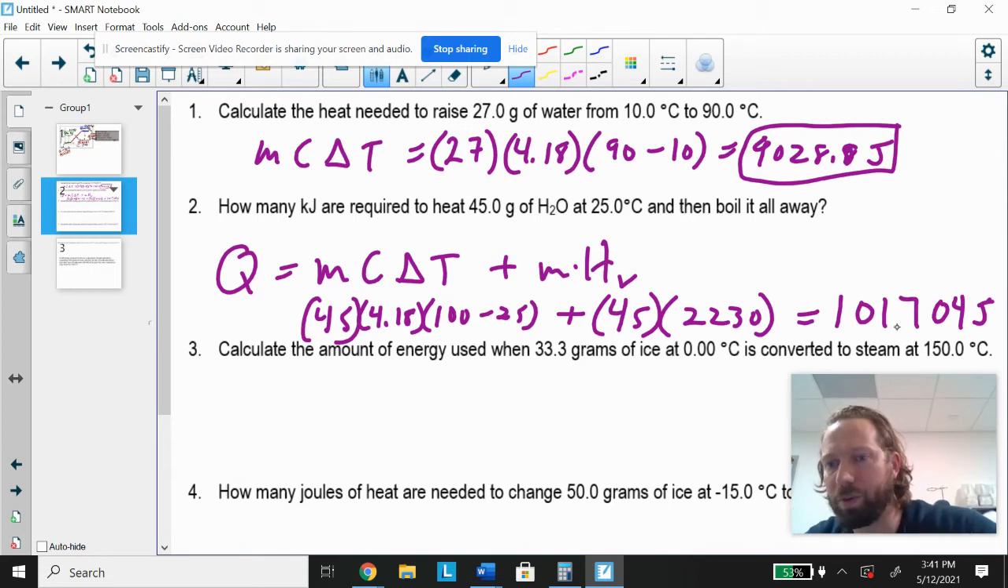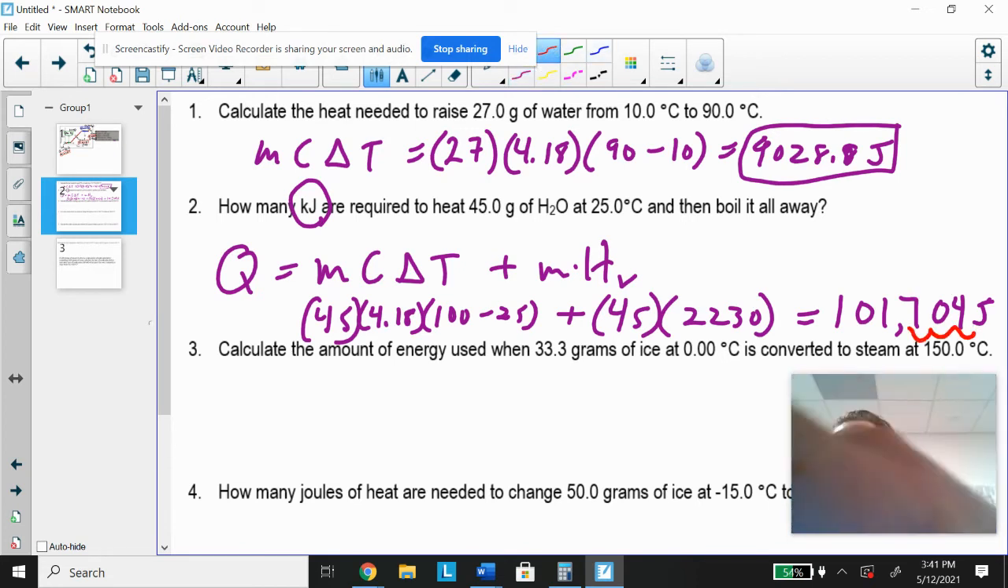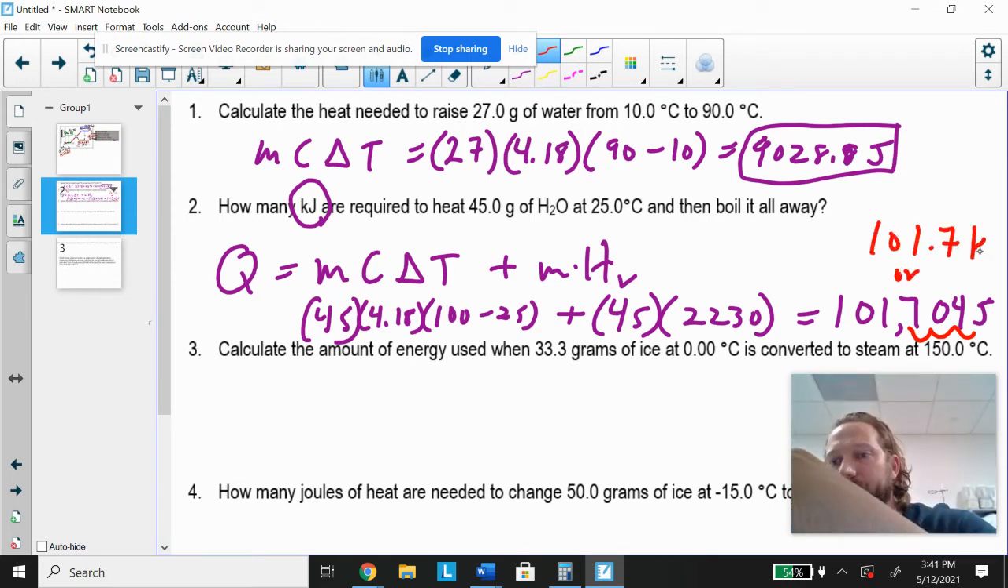Now this is in joules. So to convert this into kilojoules, what it's asking, move the decimal place over 1, 2, 3 spots. So the answer in kilojoules would be 101.7 kilojoules.